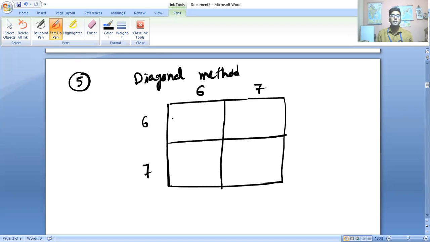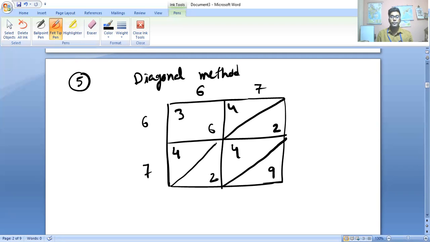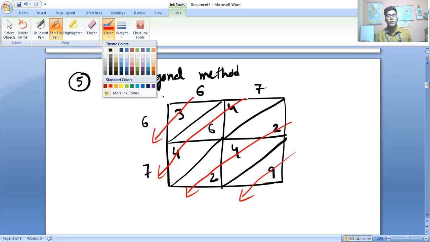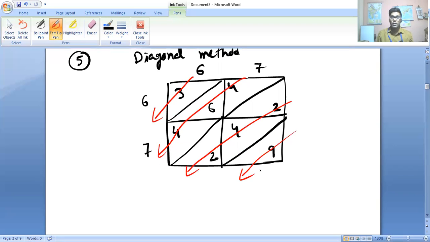Then we multiply. 6 6s are 36, so 3, 6. 6 7s are 42, so 4, 2. 7 6s are 42, so 4, 2. And 7 7s are 49, so 4, 9. Then we divide each box diagonally, and then we add corner-wise. For your understanding, I am using different colors so that you can understand properly.